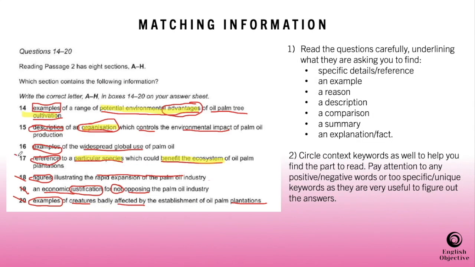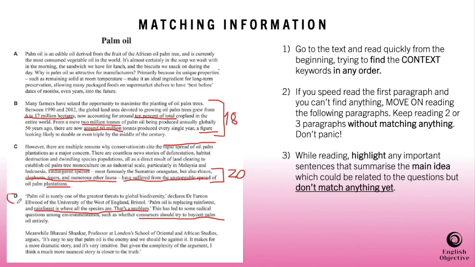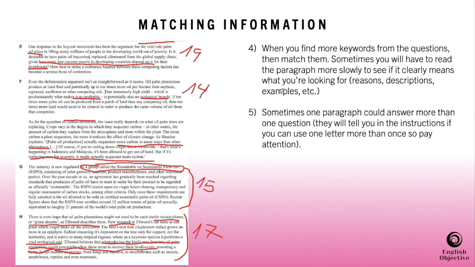So now I do have paragraph D and A that I haven't matched with anything. D is all about negative things. So we spoke about destroying, that it was a problem, that it's a threat. And then A, if I read that slowly again. So if we go to step number 4, as I said, sometimes you will have to read the paragraph more slowly to see if it clearly means what you're looking for. So because now I have just D and A to match, and it's the only one that I have left, I would have to read them slowly.